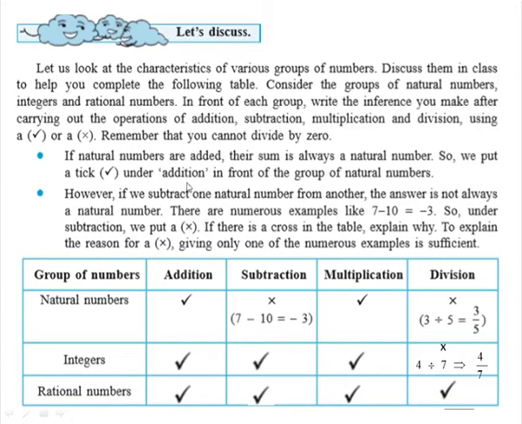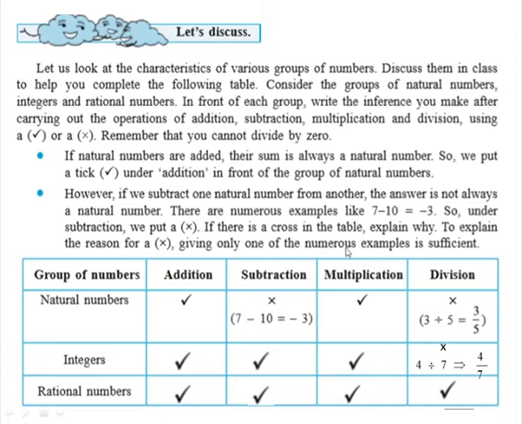Now, if natural numbers are added, their sum is always a natural number. So we put a tick under addition in front of the group of natural numbers. However, if we subtract one natural number from another, the answer is not always a natural number. There are numerous examples, like 7 minus 10 is negative 3. So, under subtraction, we will put a cross mark. If there is a cross in the table, explain why. To explain the reason for a cross, giving only one of the numerous examples is sufficient.